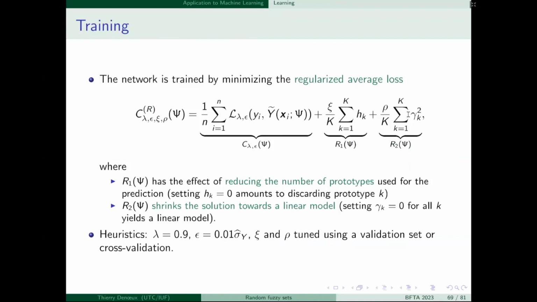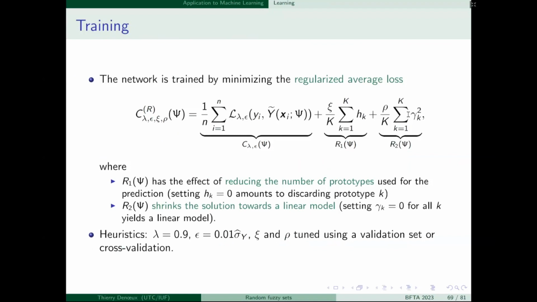So how many hyperparameters do we have now? We have epsilon and lambda in the definition of the loss function, and here you need two coefficients. That makes 4 hyperparameters, which is a little too much, because if you do a grid search, for example, it will be very expensive.